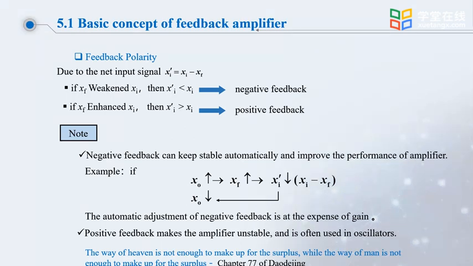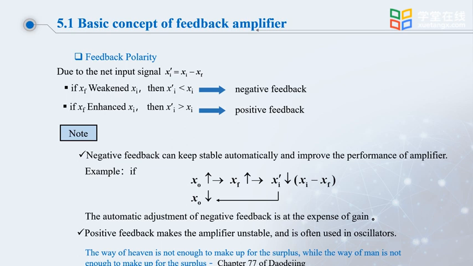Positive feedback is also useful. It makes a small signal get stronger and stronger. But one drawback is that it is like a nuclear reaction: 1 becomes 2, 2 becomes 4, 4 becomes 8, 8 becomes 16. It does not make the device particularly stable. It is mostly used in oscillators.